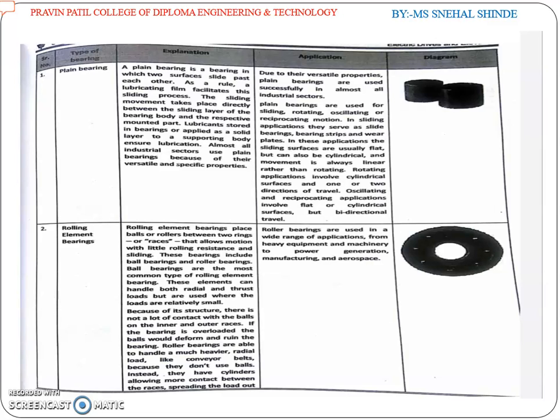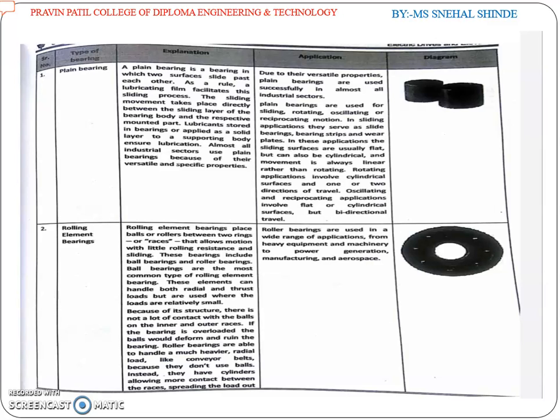Lubricants stored in bearings or supporting bodies are applied to a solid layer on a supporting body to ensure lubrication. Almost all industrial sectors use plain bearings because of their versatile and specific properties. Application is due to the versatile property. Plain bearings are used successfully in almost all the industrial sectors.